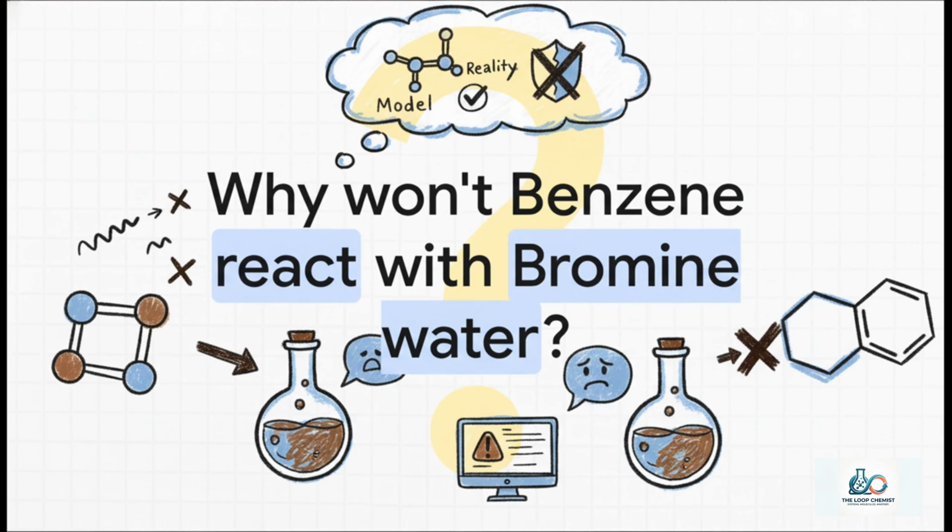And this is where the whole thing just crashes and burns. See, if that model with the double bonds was correct, benzene should have been super reactive. Like you mix it with something like bromine water and poof, it should react. But when they actually did the experiment, crickets, nothing. Benzene turned out to be shockingly, stubbornly stable. So the model predicted one thing, and reality did the complete opposite. The code just wouldn't run.